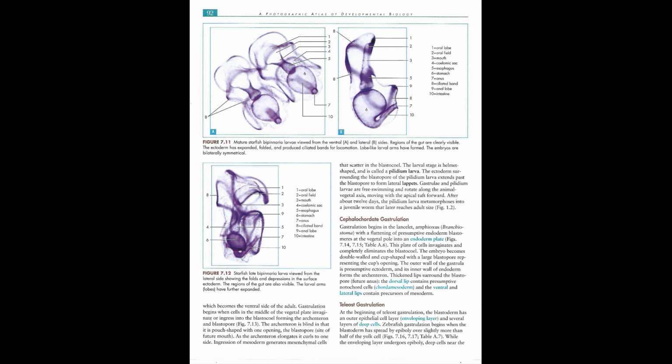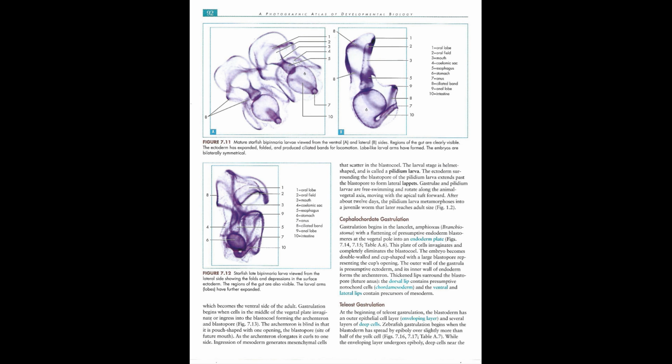Gastrulation begins when cells in the middle of the vegetal plate invaginate or ingress into the blastocoele, forming the archenteron and blastopore, Fig. 7.13. The archenteron is blind in that it is pouch-shaped with one opening, the blastopore, site of the future mouth. As the archenteron elongates, it curls to one side. Ingression of mesoderm generates mesenchymal cells that scatter in the blastocoele.